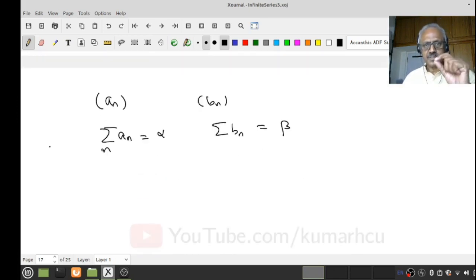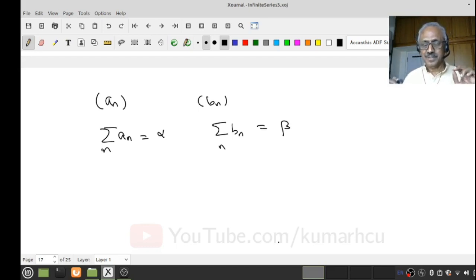So the infinite series a n is convergent and its sum is alpha. Remember, when I say the sum is alpha, what should I think of? I should think of the sequence of partial sums Sn. Sn converges to alpha. And similarly, if I think of summation bn, and I say it is convergent, its sum is beta, what does it mean? Let Tn be the nth partial sum of the series summation bn, then Tn is convergent and Tn converges to beta. Okay, that is the meaning of the sum.